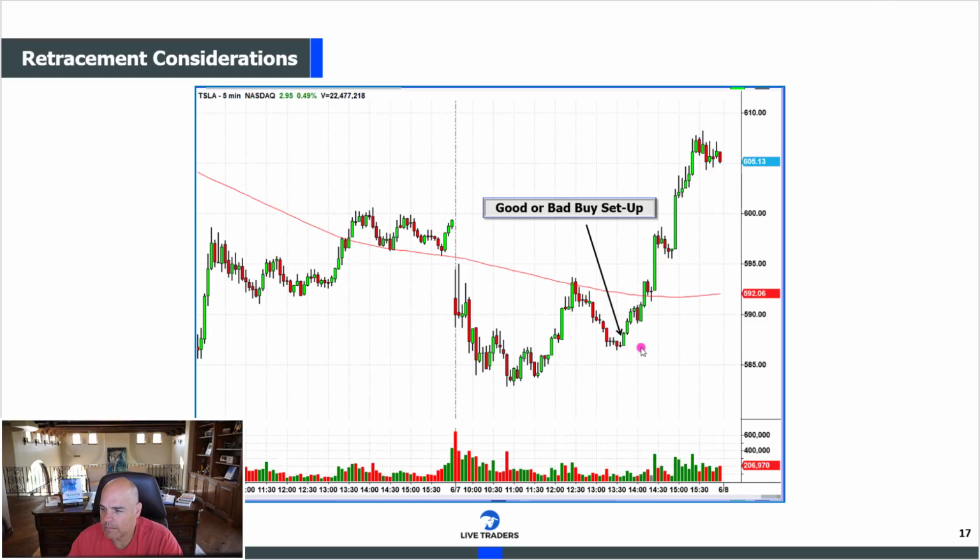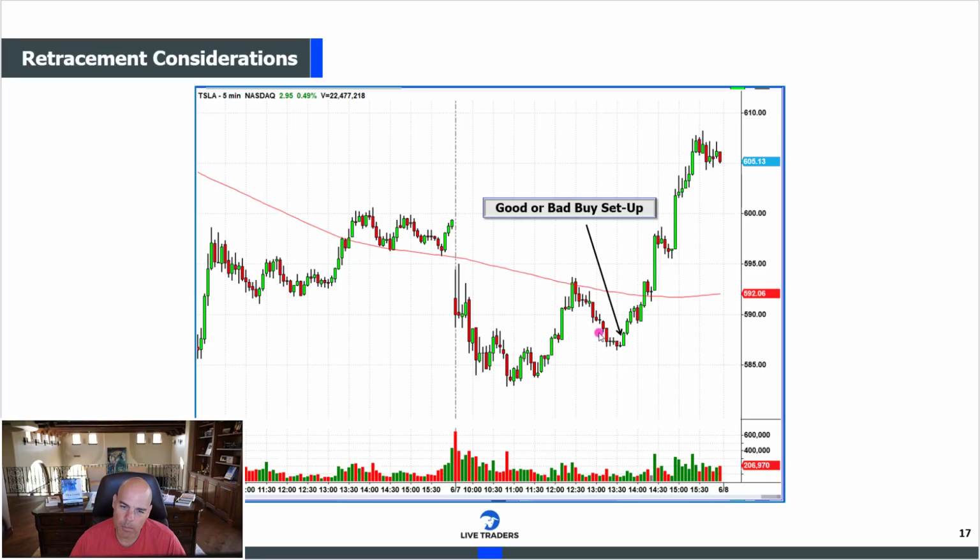That's a tough one. What might lead you to take this? What might lead you to take it? Anything? Nothing? What might help convince you to take it? The market. What if Tesla shows massive relative strength?